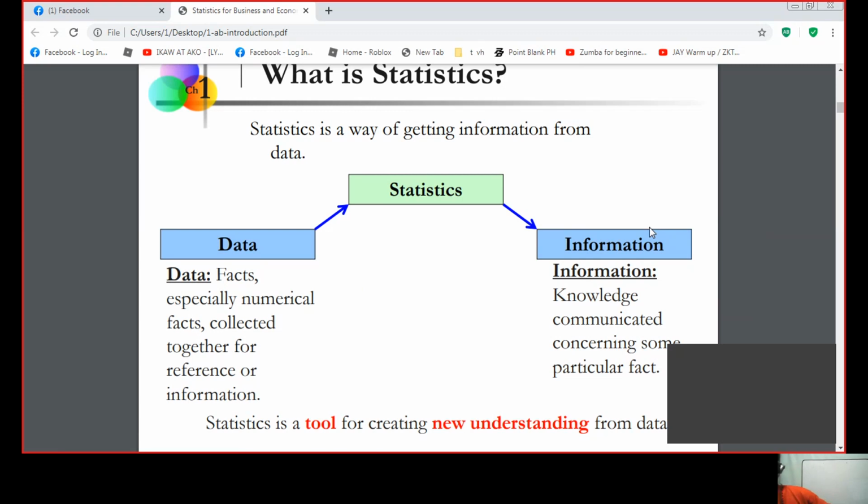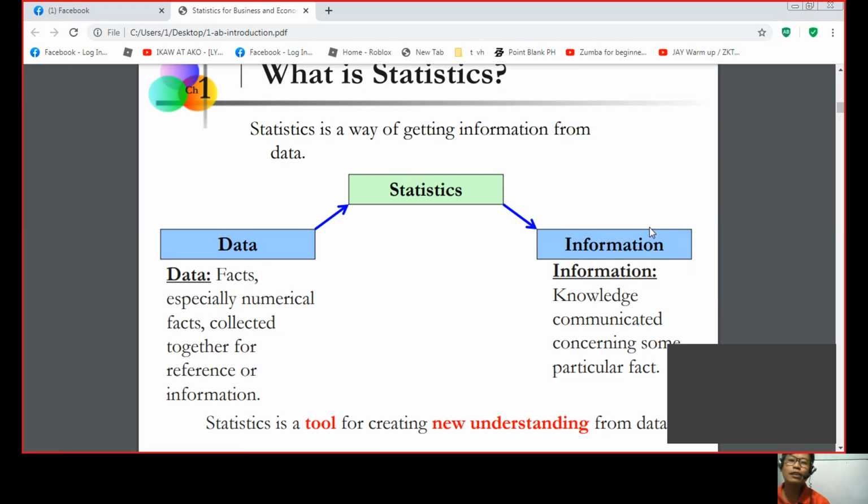Okay, so from your data, what is data? Okay, there's no such thing as a data term. So data are facts, especially numerical facts, collected together for reference or information. Okay, so data are facts, especially numerical.